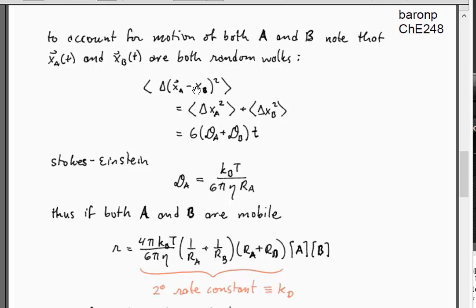So the effect of that is that this linear combination allows us then to write the effective diffusivity for the distance between A and B molecules. The effective diffusion constant is D_A plus D_B. So Stokes-Einstein tells us that we can write the diffusivity of species A as kT over 6 pi times the viscosity times the radius of the molecule A.